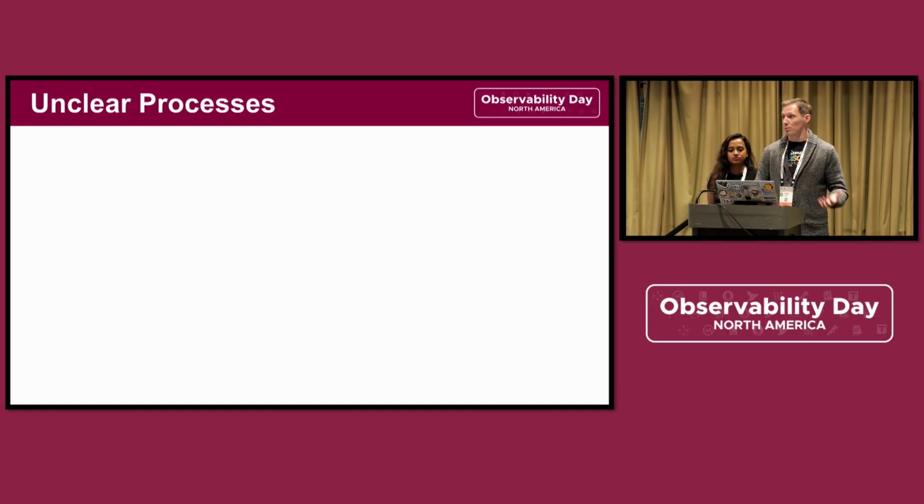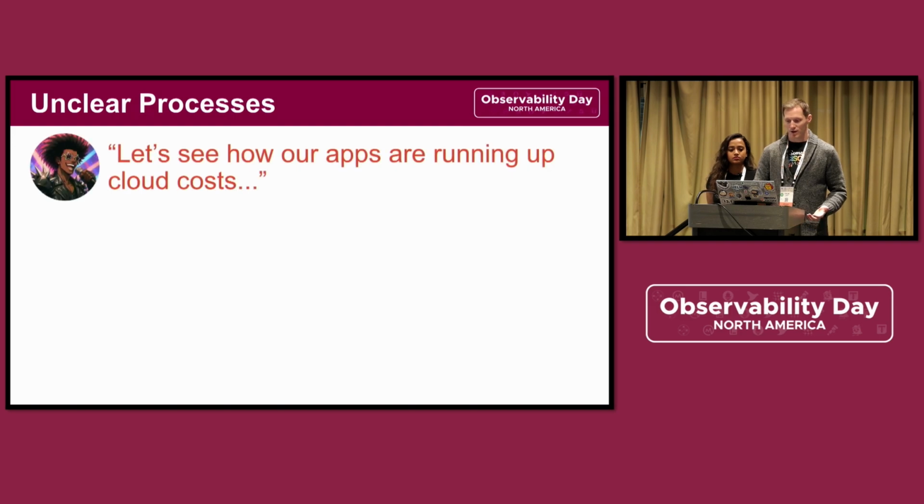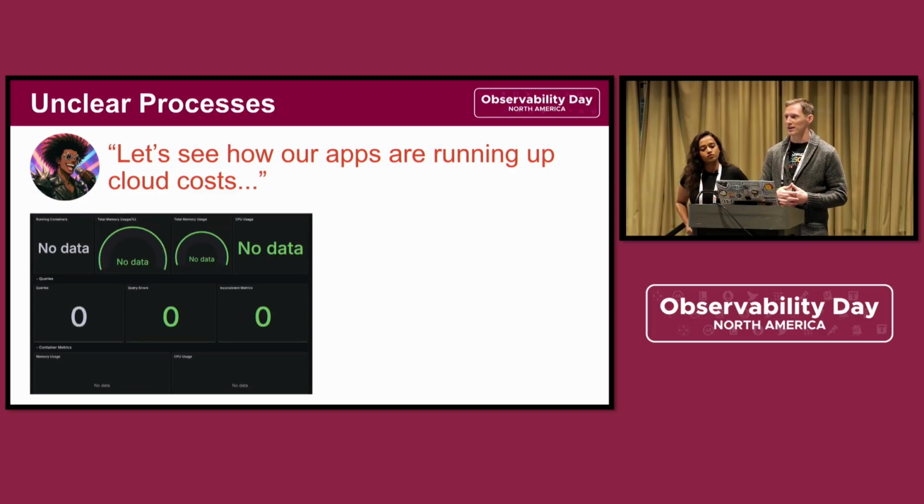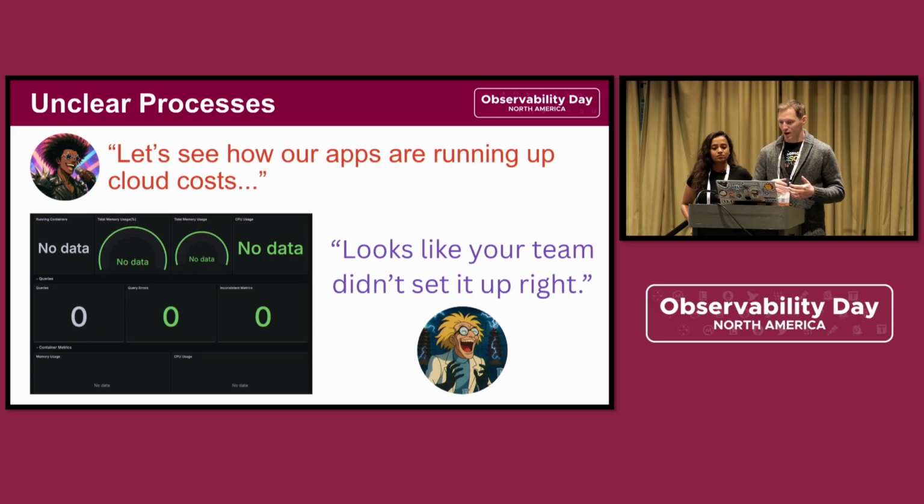And then there are unclear processes. So if a manager says, let's see how our cloud spend is going. Are we under, are we over? And they pull up Grafana, this is what they see. We say, well, it looks like your team didn't set it up right. And in this case, the laughter is completely coincidental.